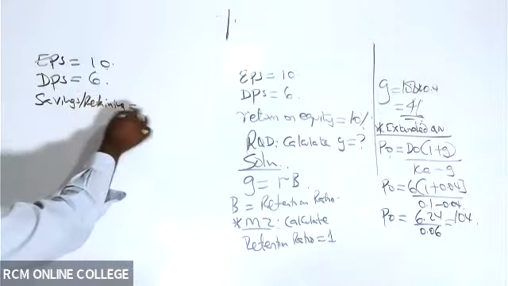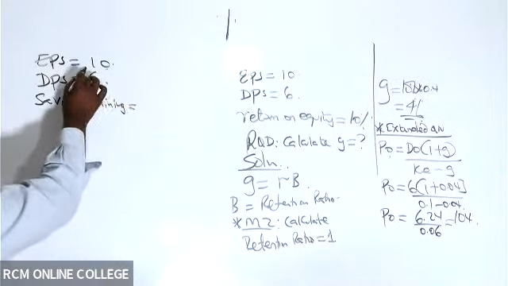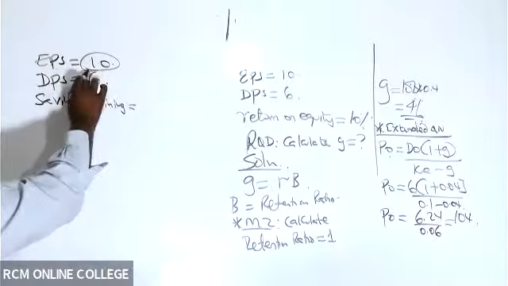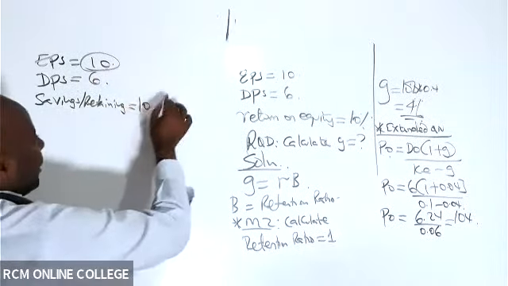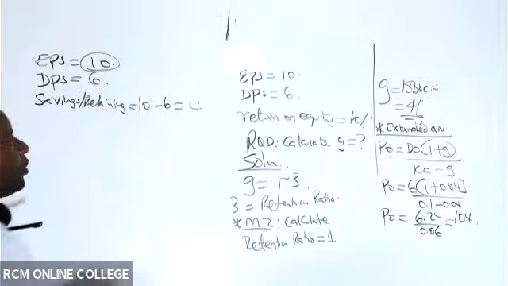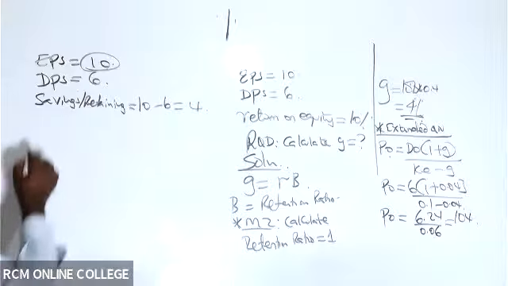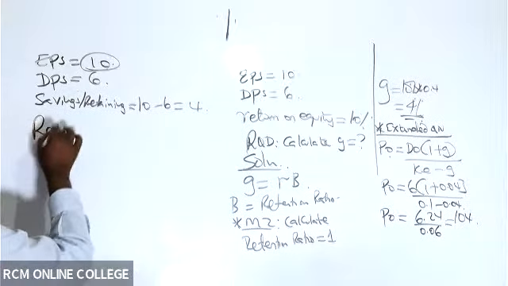How much are they retaining? In this case, the share has earned 10 from their business. They've been able to earn 10. Now they are paying 6. So the savings will be 10 minus 6, which will be 4.